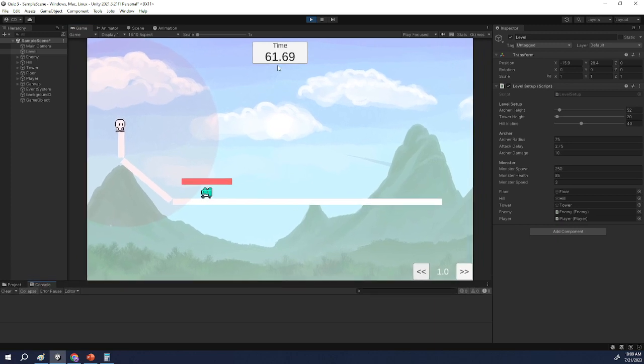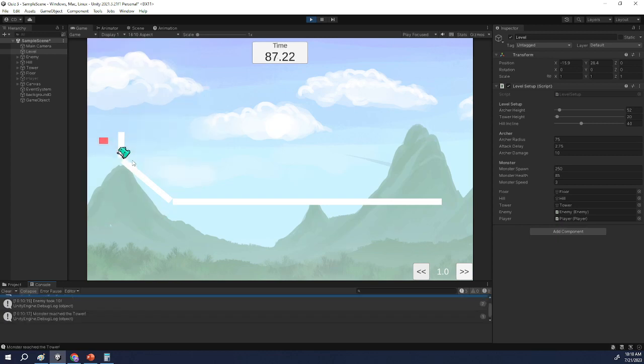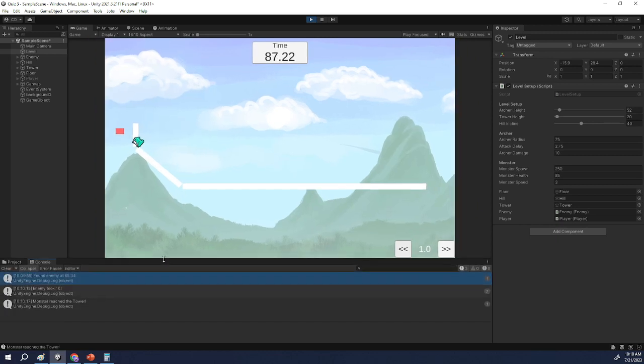So you'll see that when he reaches the range, it says he saw the enemy at 65.34. Is that right? 65.34. What was your answer there? But anyway, we'll get to that. Going up here, 87.22. So we still have some health here.